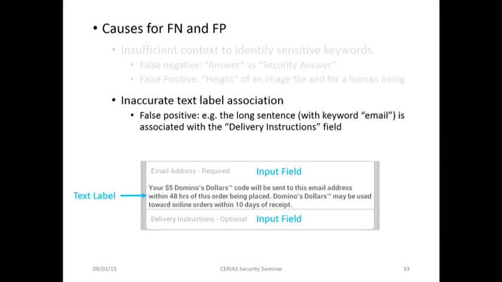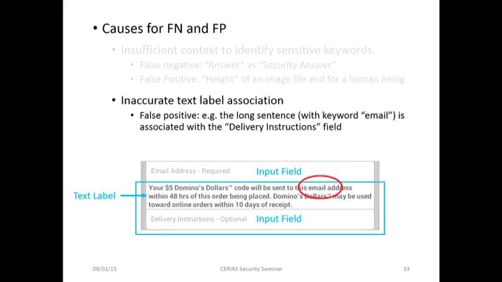Then it will try to find a label of this field. And unfortunately, it associated this long sentence to the delivery instruction. And this long sentence happens to have the sensitive keyword email. Then SUPOR marks this delivery instruction as a sensitive user input. This is a true positive. This is a false positive.